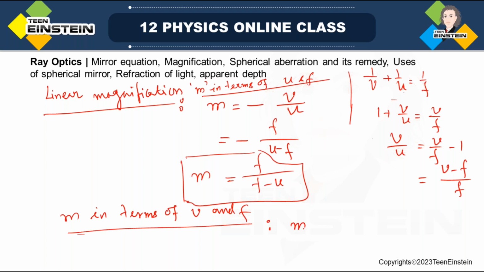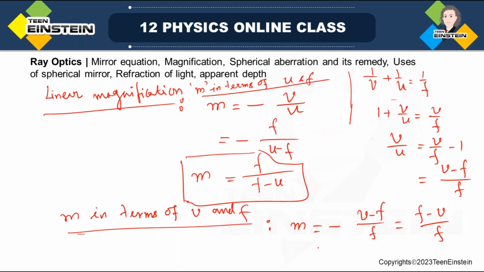So how do we get the minus sign? For the minus sign, v by u, this will be (v minus f) divided by f. Okay, so again, this is (f minus v) divided by f. So this is the way to find out magnification in terms of v and f.